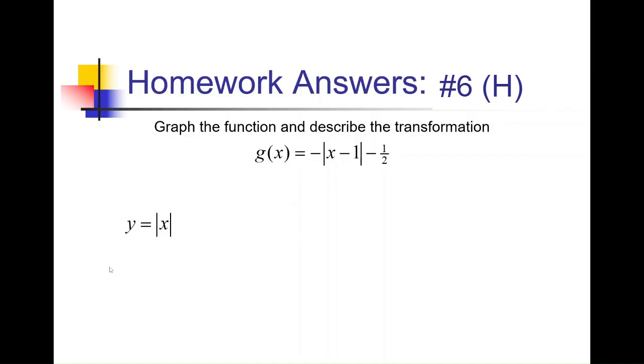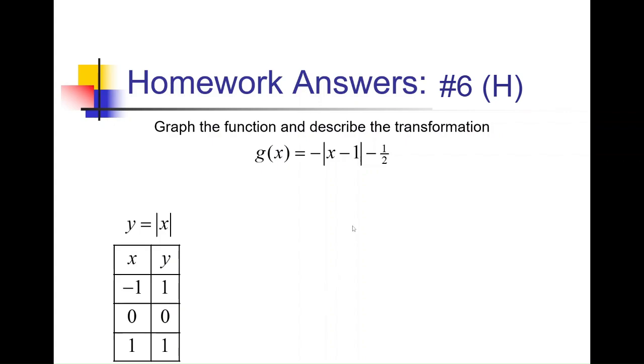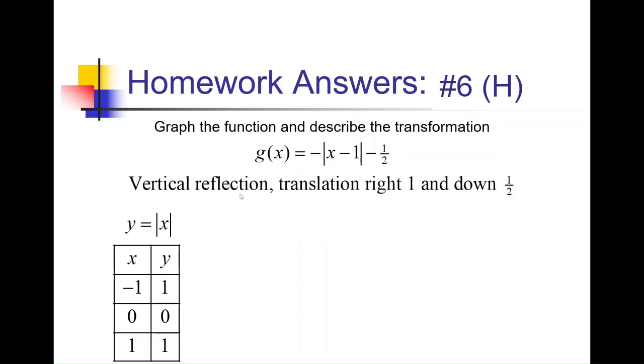I like to start there: negative 1, 1, 0, 0, and 1, 1. And then for the transformations, the negative outside the absolute value is giving us a vertical reflection. And then we've got some shifting going on. The minus 1 inside shifts us to the right by 1. The minus 1/2 outside shifts us down by 1/2. So writing all that out: vertical reflection and a translation right 1 and down 1/2.